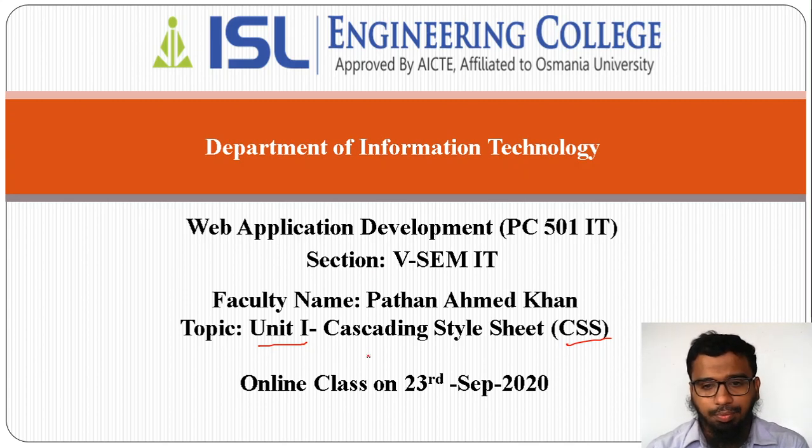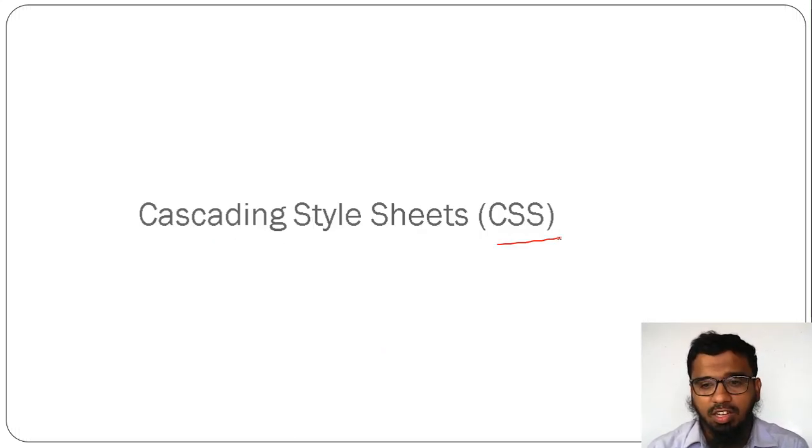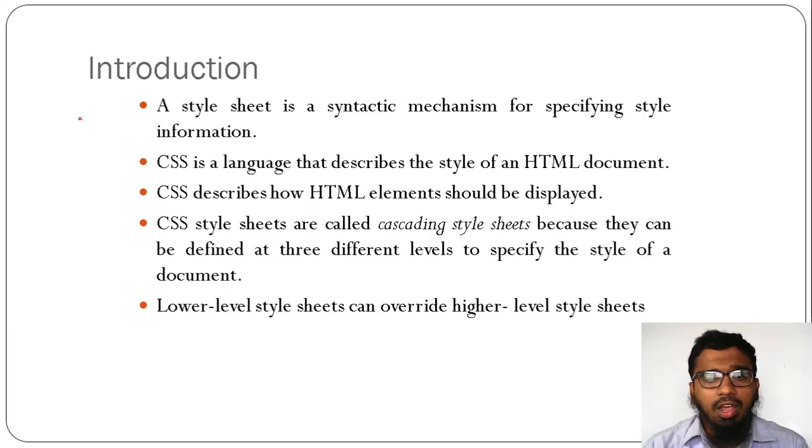Next, in today's class, we are going to see CSS, cascading style sheets. What is a cascading style sheet? In the introduction itself, I told you about that. A style sheet is a syntactic mechanism for specifying style information. Normally, we say CSS will help the HTML look good and display in a proper way, with colors. So CSS is just for giving style to the HTML document.